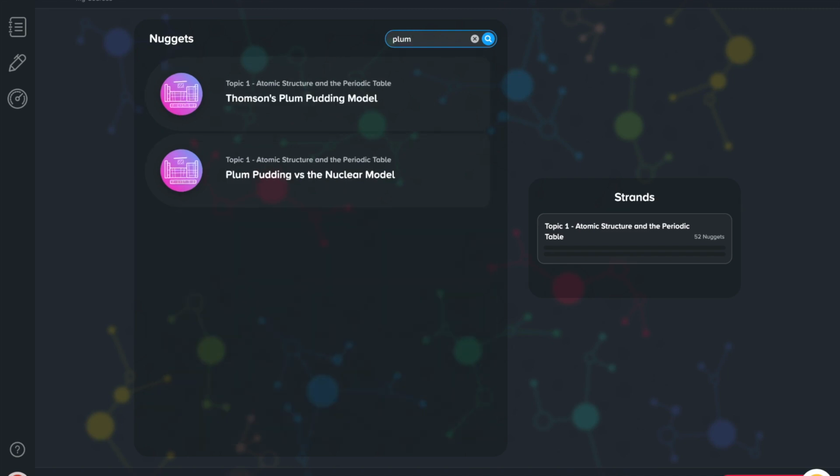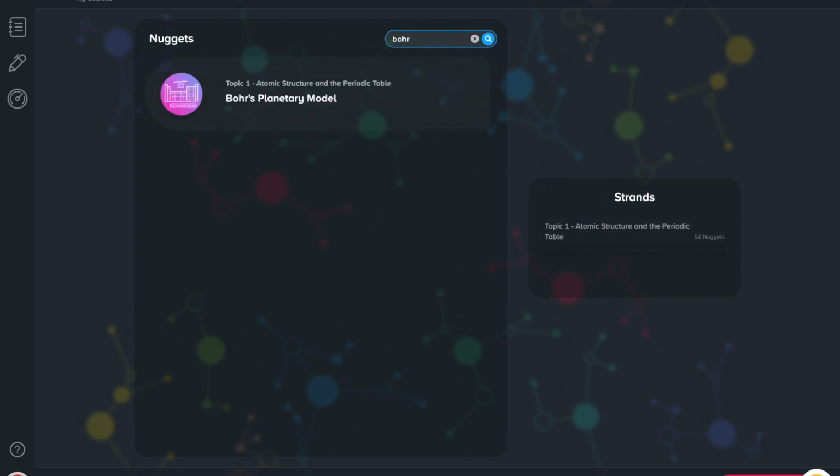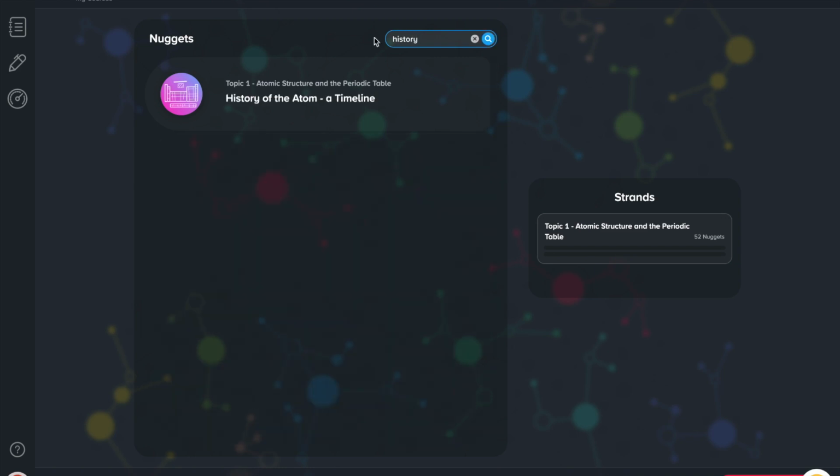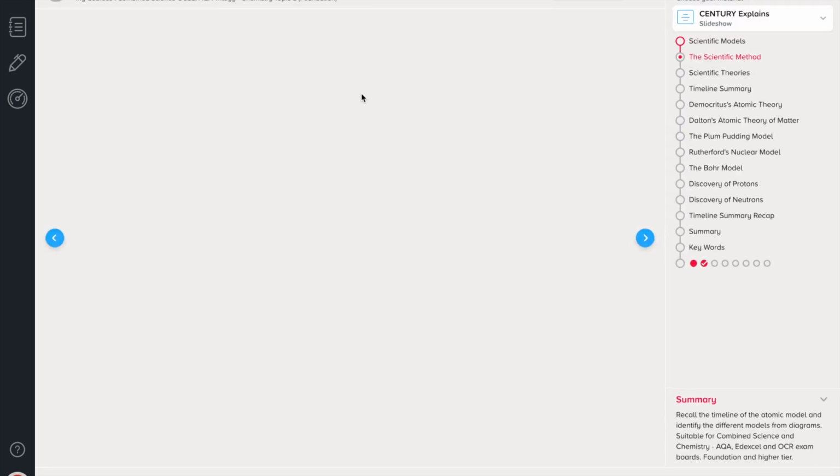So if I search for plum, here we go. We've got the plum pudding model, we've got the plum pudding model versus the nuclear model, often asked about in exams. If I pop in Rutherford, we will get that one. So all of these nuggets are in here so that you can use those to get a little bit more detail, go back over things, make sure that you understand each and every section. So we're going to pop into history of the atom, a timeline.